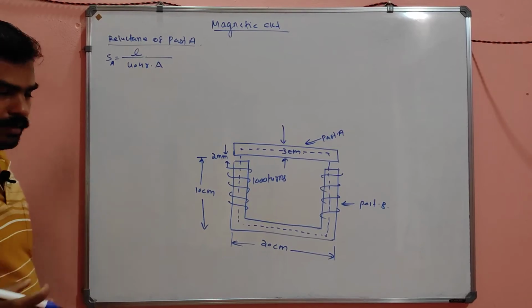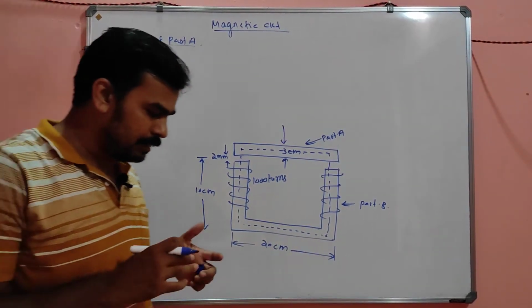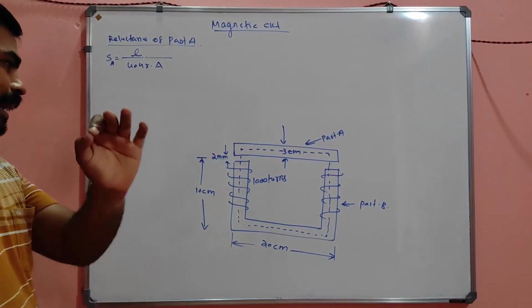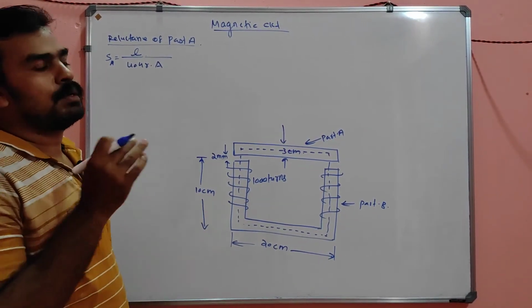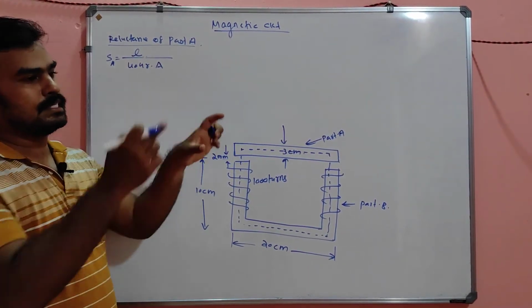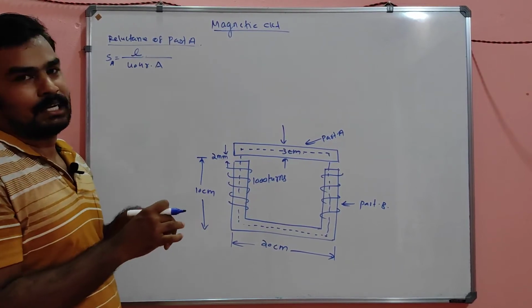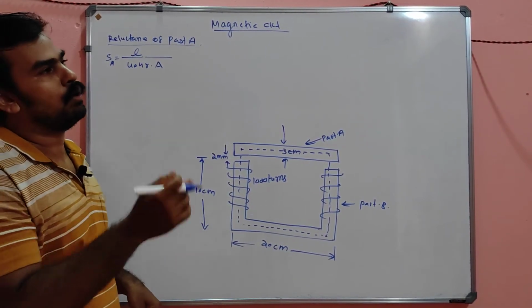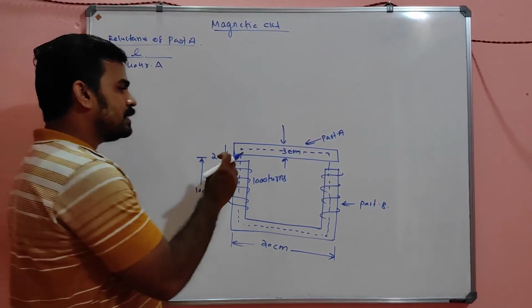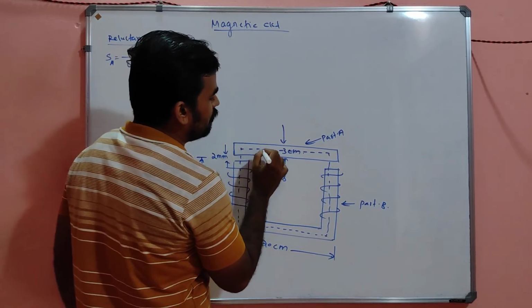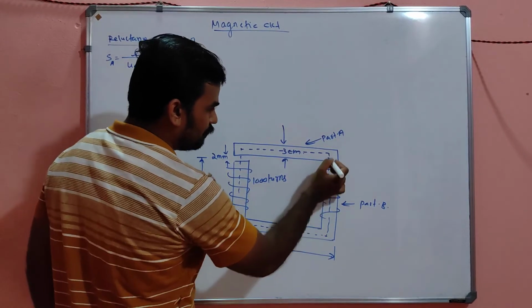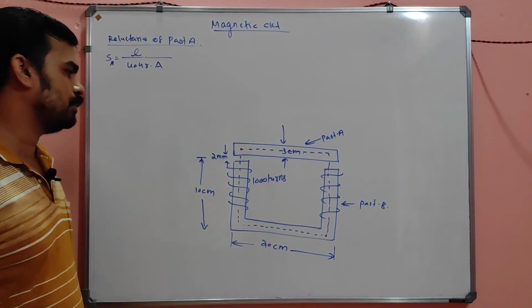So what is L here? I already told you L is nothing but the length of the magnetic circuit, or the length of the flux, or the length of the magnetic lines of force. You remember one thing, whether the magnetic circuit is in circular, rectangular, triangular, or square cross section, the flux always flows in midway of the structure. That is a very important thing you have to note.